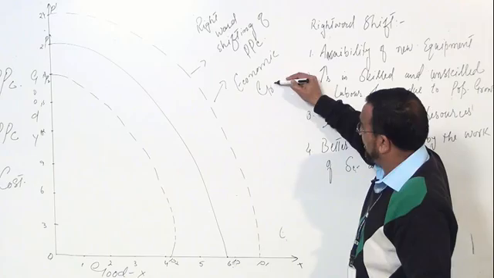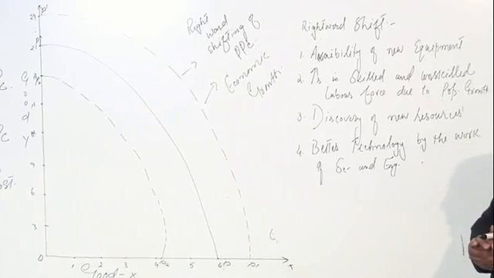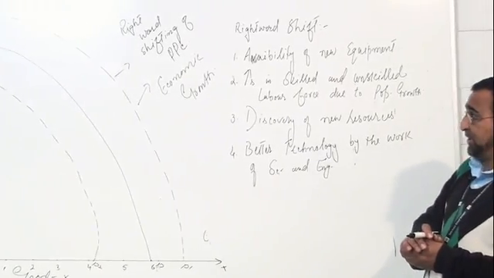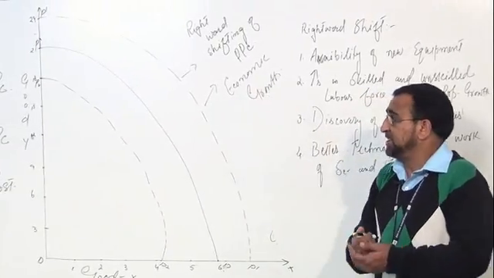So the question may be in the examination: what is economic growth? Show the economic growth with the help of the production possibility curve. So you can draw from source to original, and then you can say this is economic growth.